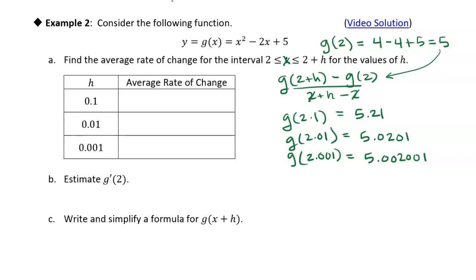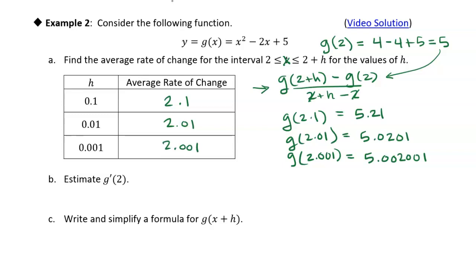Okay, so I'm just going to plug it into this formula, and I got different values of the h though. All right, so when I do that, I get, for the average rate of change when h is 0.1, I got 2.1. When h is 0.01, I get 2.01. And when h is 0.001, I got 2.001.